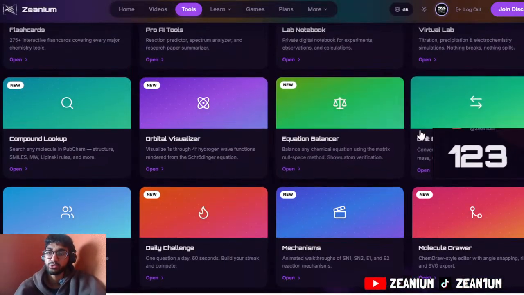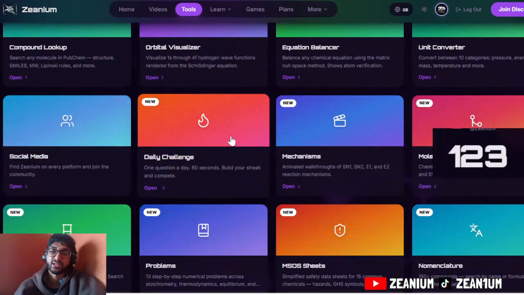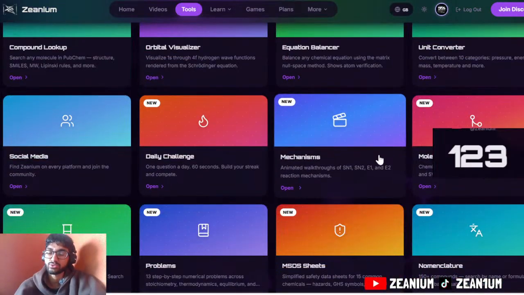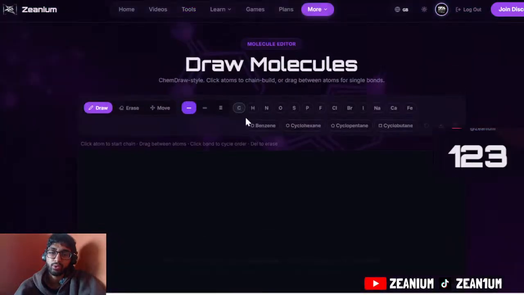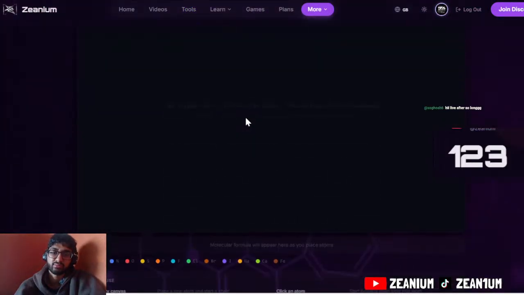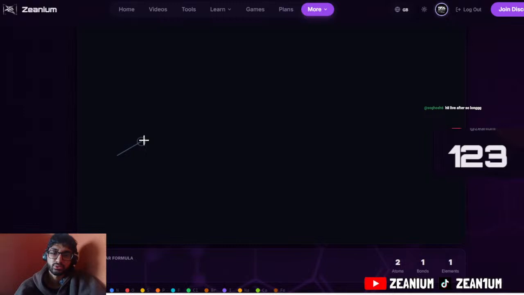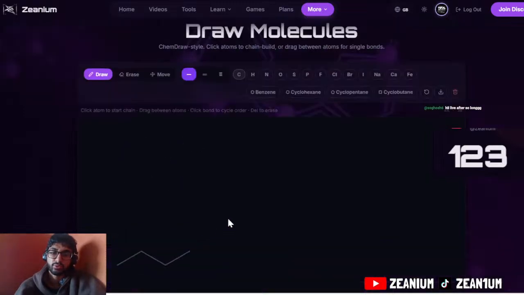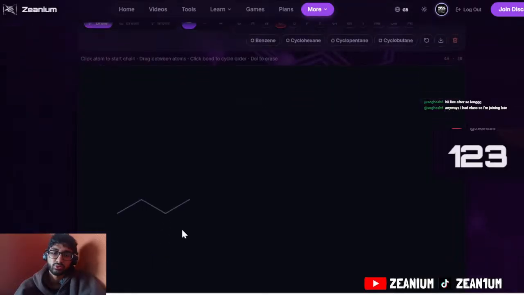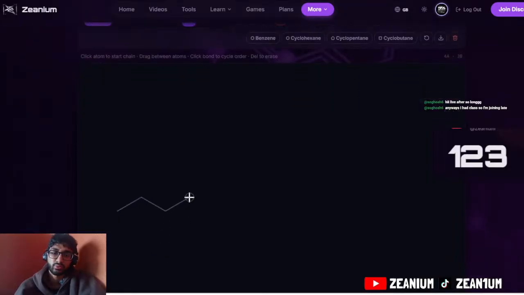Equation balancer, unit converter, I think you saw it. Daily challenges, mechanisms. I think you also saw a molecule drawer. Oh yeah, a molecule drawer. So you can draw molecules, and it also gives you the molecular formula down below. So let me draw 1, 2, 3, 4. Let me draw butanol.